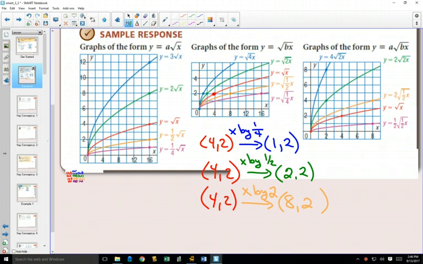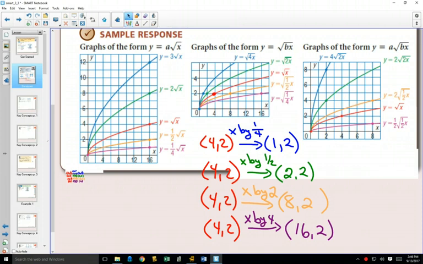And finally, in the purple one, our point 4, 2. That 1/4 inside means that we're going to multiply our x coordinate by 4. So horizontally we say the same thing.